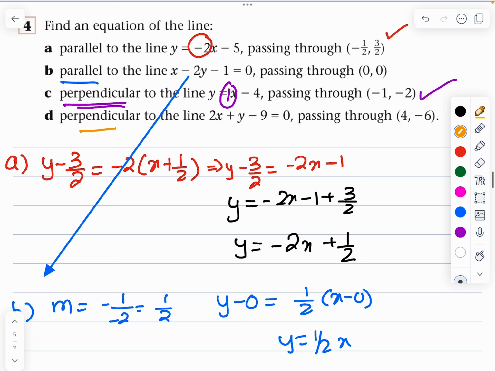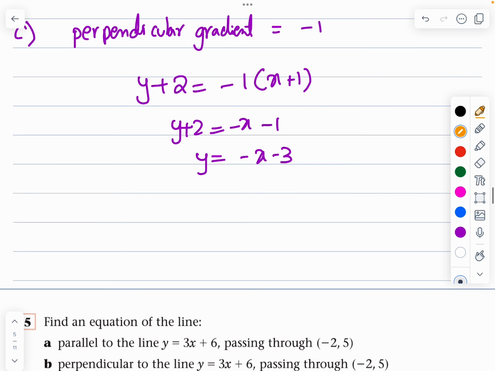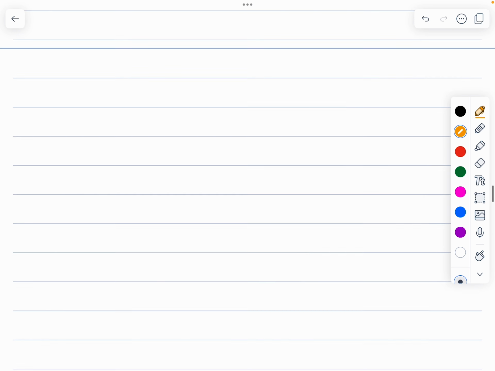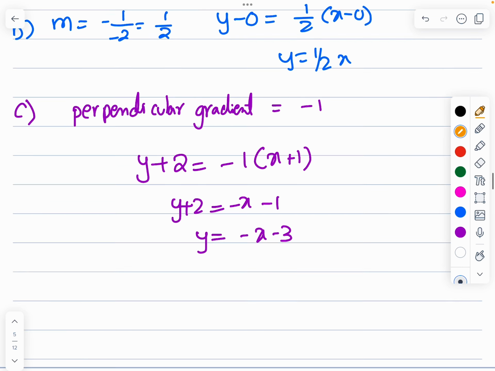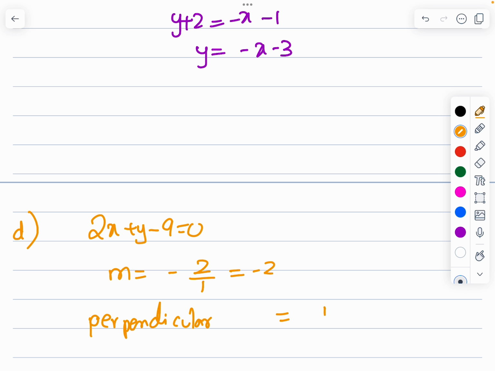Then part D, again perpendicular and passing through this point. So what is the gradient of this line now? Let's start a new page. So part D, gradient of the given line 2x plus y minus 9 equals 0. The gradient of the given line is minus 2 upon 1, which is minus 2. So the perpendicular gradient will be 1/2.